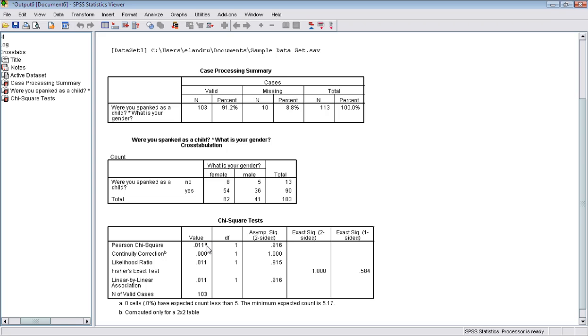And so here's the actual chi-square. We're going to report that to two decimal places and with the sig. And so we're going to have to accept the null hypothesis here. There's not a significant association between were you spanked as a child and answers to the question about gender. So that's your chi-square, and that's it for me.